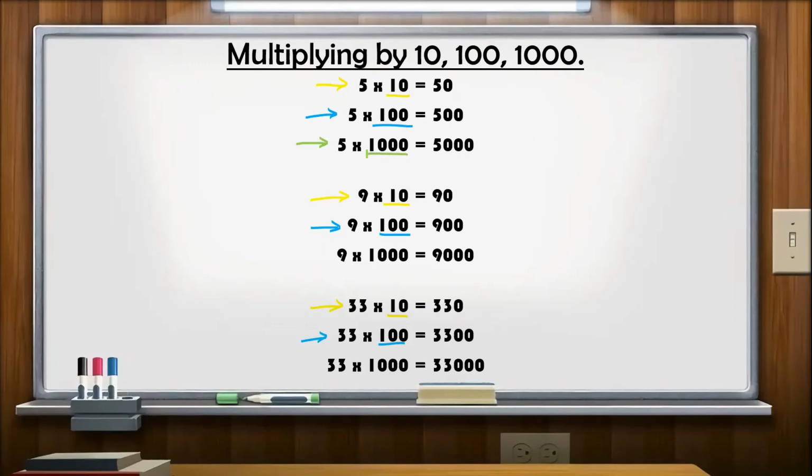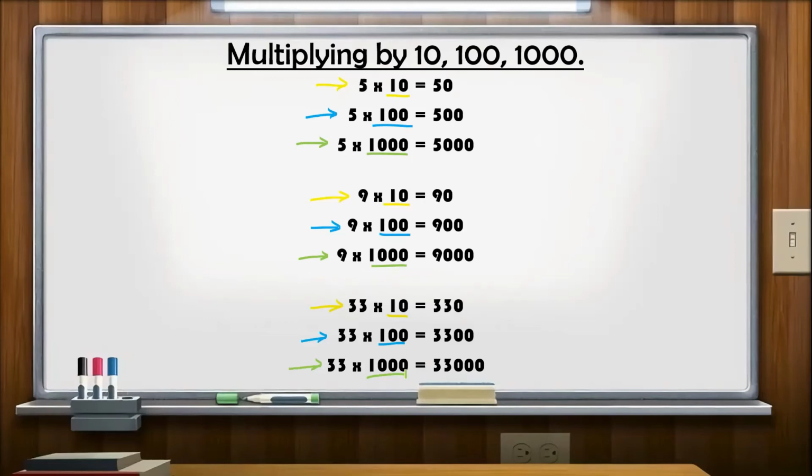The number 5 is becoming 1000 times bigger, so my answer is 5000. The same rule applies when I multiply 9 times 1000. The number 9 is becoming 1000 times bigger, so the answer is 9000. And finally, regardless of the size of the number, 33 times 1000, the number 33 is becoming 1000 times bigger, so my answer will be 33,000.